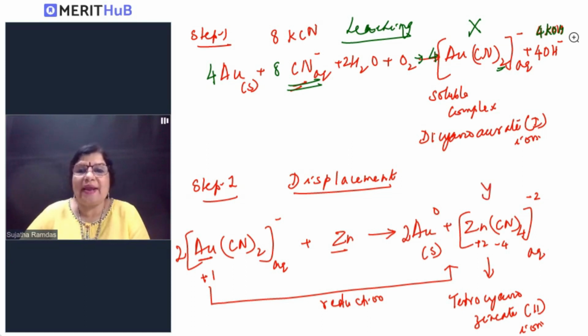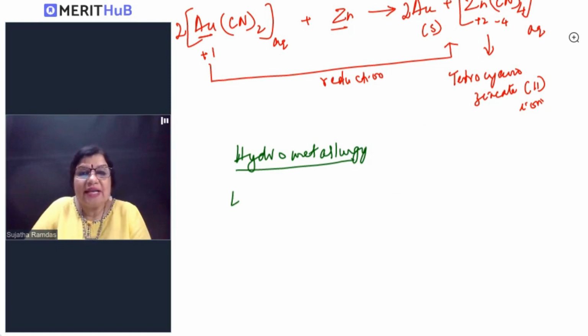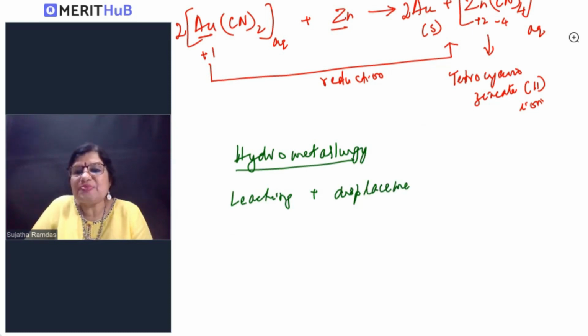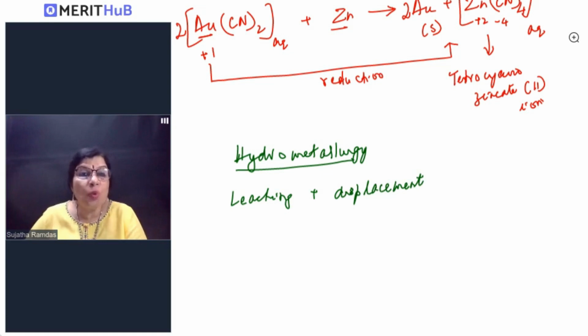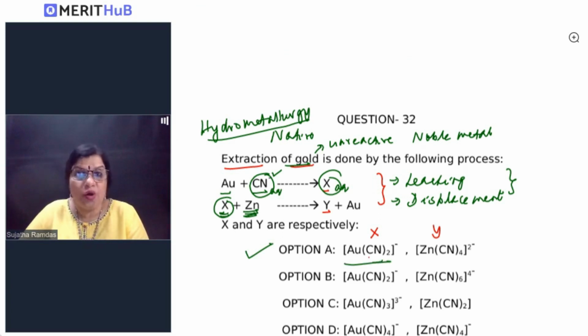Okay, this is Y. So these 2 steps together will constitute what is known as the process called hydrometallurgy. It is a combination of leaching plus displacement. So these are the two steps involved in the extraction of noble metals like gold and silver. So let's go back to the question. So what is the option here? The option A would be the correct answer. So Au(CN)2, dicyanoaurate, and tetracyanozincate.